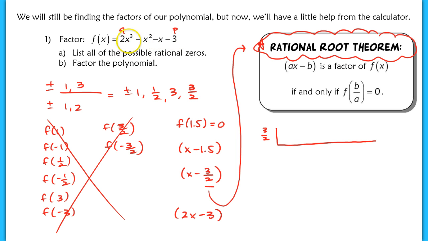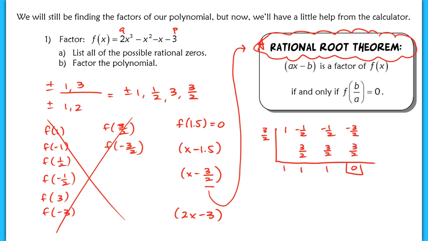So instead of 2x cubed, I'm going to call that 1x cubed. So I'll have a 1 in front of that for that coefficient. This negative 1 now becomes negative 1/2. This negative 1 also becomes negative 1/2. And that last constant term is going to become negative 3/2. Let me adjust this bar here. So I'll use synthetic division and I'll carry that out.